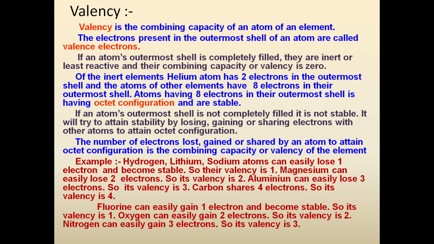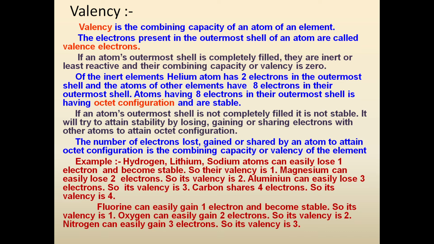Carbon has 4 electrons in the outermost shell. The total number of electrons in carbon is 6, so the configuration will be 2, 4. Since it has 4 electrons in the outermost shell, its valency is 4, because it forms bonds by sharing electrons. It does not lose electrons, it doesn't gain electrons. Carbon only shares 4 electrons, so its valency is 4.